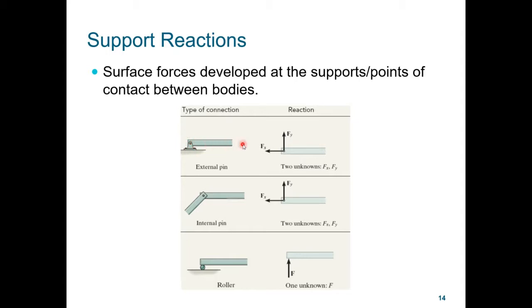So if we take the x direction along the length of the member, y direction orthogonal to that, then we will get two reactions as a result of this pin, or up to two reactions, one in the horizontal direction, Fx, and the other in the vertical direction, Fy. If we have an internal pin within a member, there's always going to be two unknowns, one in the x direction and one in the y direction.